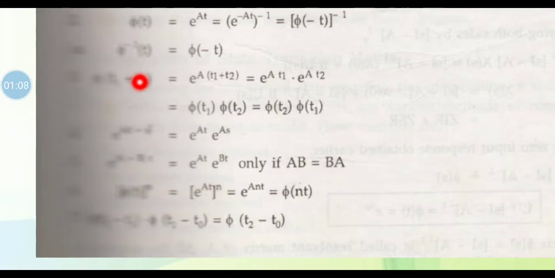Third property is phi of t1 plus t2 is equal to e raised to a into (t1 plus t2), which is equal to e raised to a t1 into e raised to a t2, which is equal to phi of t1 into phi of t2, which is equal to phi of t2 into phi of t1. That can be written as phi of t1 into phi of t2 equal to phi of t2 into phi of t1.